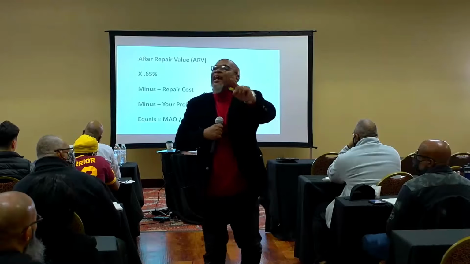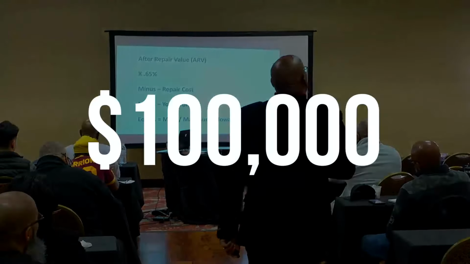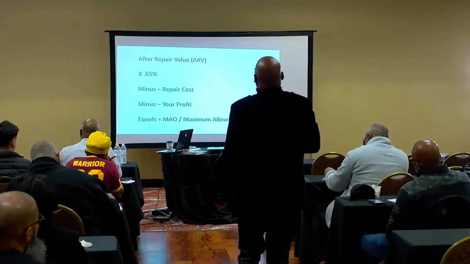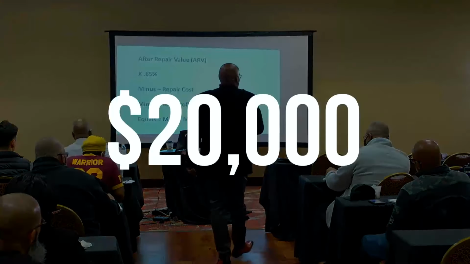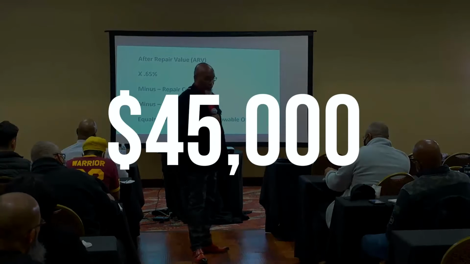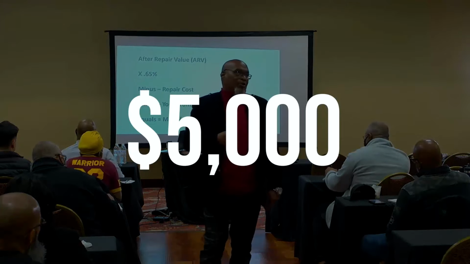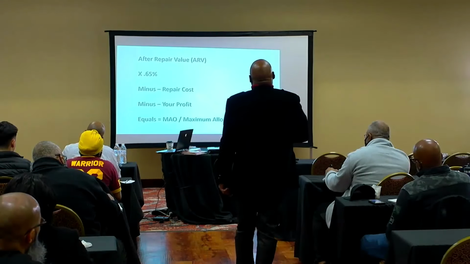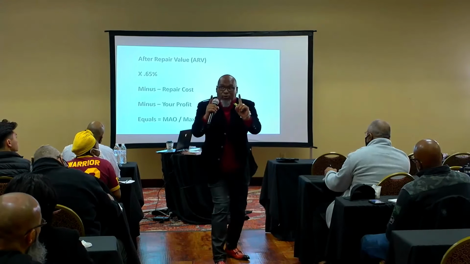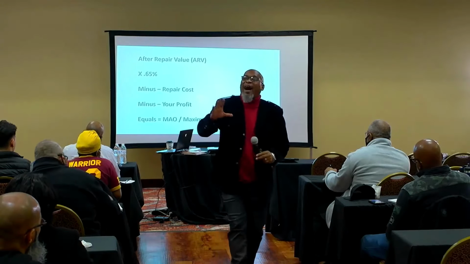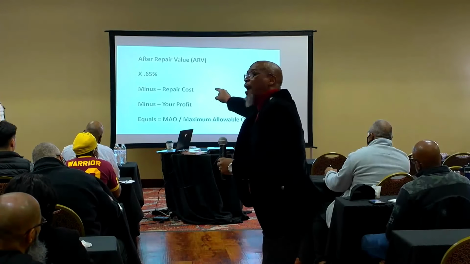But I'm going to give you the mad scientist way of doing this. Let's use some round numbers. You've got a $100,000 property. 65% of that $100,000 property is $65,000. The repairs are $20,000. So now we're at $45,000. The profit you want to make, because it's only $100,000, is $5,000. So what are we at now? We're at $40,000. That's the maximum amount you want to pay in order to make $5,000.